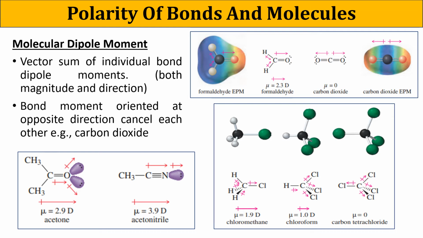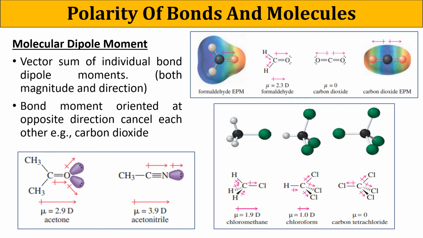Let's look at the example of formaldehyde. Formaldehyde has one strongly polar carbon-oxygen bond and carbon dioxide has two. We might expect carbon dioxide to have a large dipole moment, but its dipole moment is actually zero. The symmetry of the carbon dioxide molecule explains this surprising result.